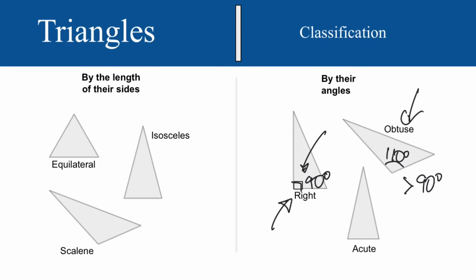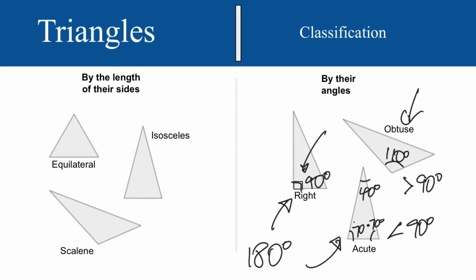The acute triangle will have all its angles less than 90 degrees. So we can say that this one is maybe 70, same as this one. And let's say that this one is 40 degrees. Remember the maxim that if you add all the internal angles of any triangle, that should add up to 180 degrees. We can see that, for instance, with this triangle, 70 plus 70 plus 40 equals 180 degrees.